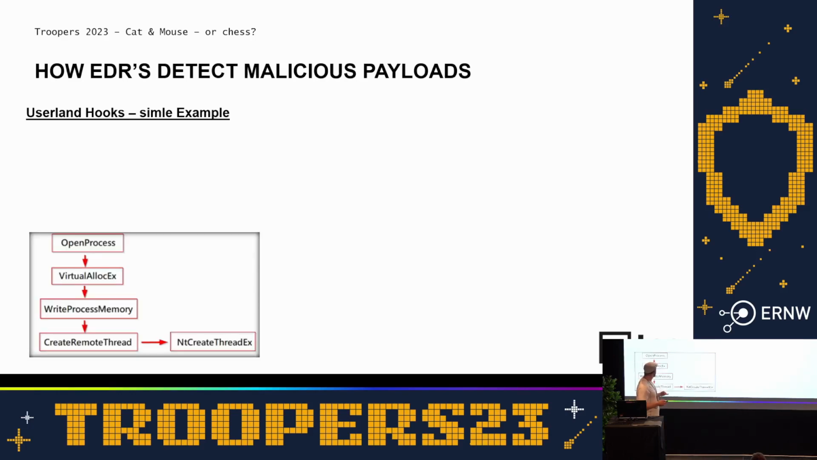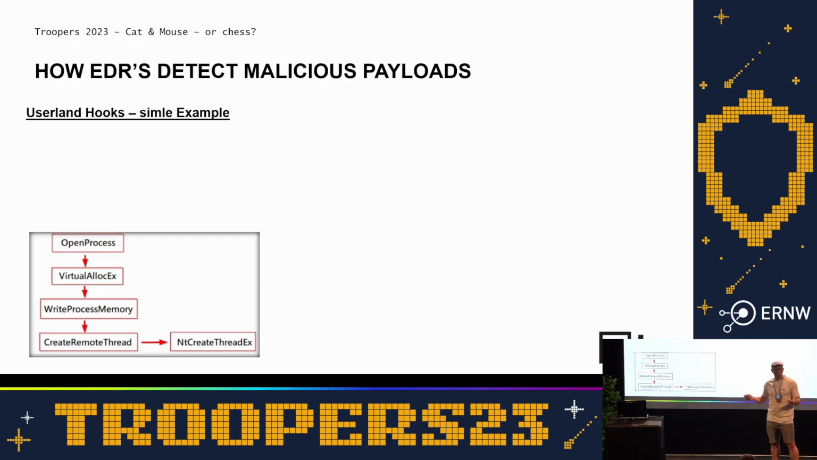I'm going to give one more example here, because I think if you never heard of userland hooks, or if you never faced that yourself or did a deeper analysis, then it's hard to understand this concept in the very first place. So I'm going to give one more example here. This is an example of how a malware could actually execute malicious code in a remote process, for example.